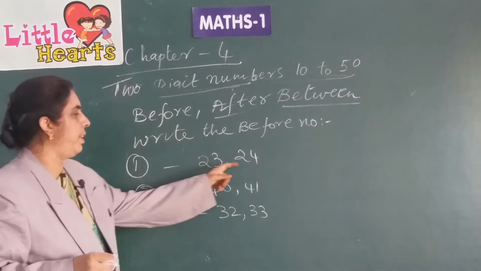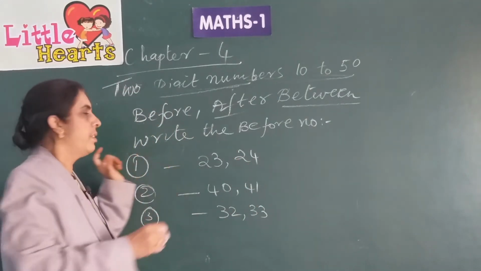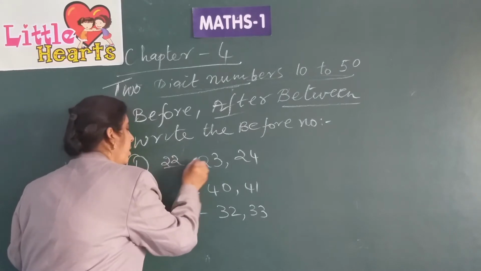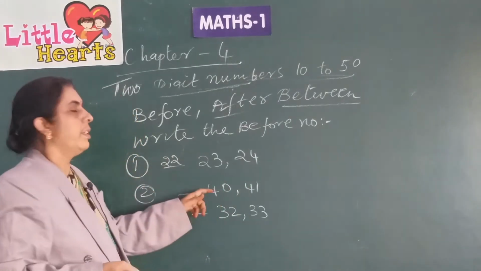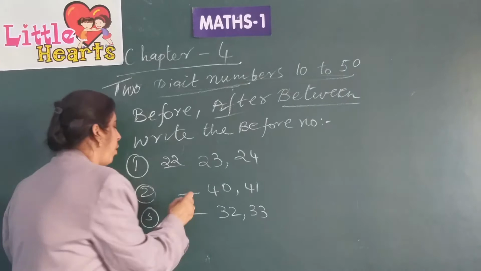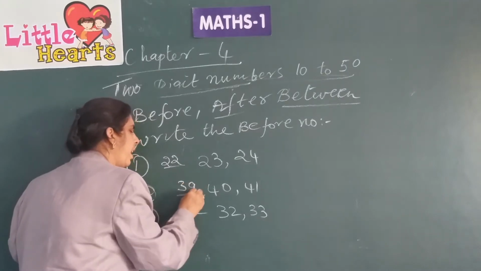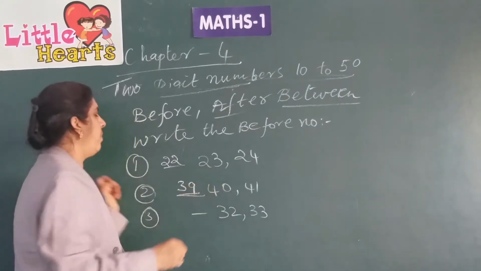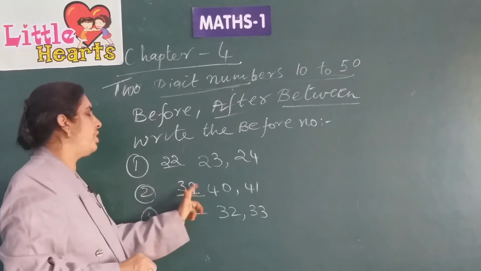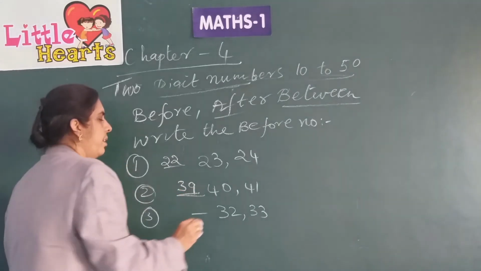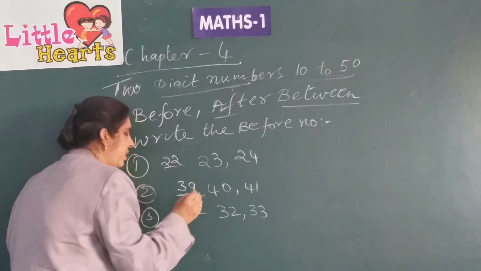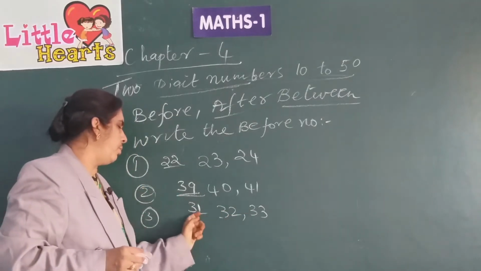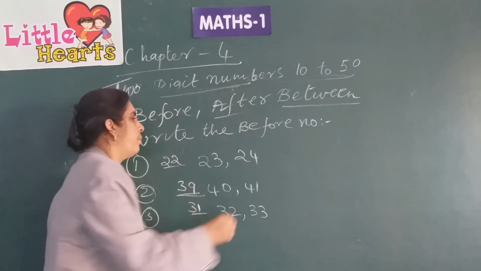See here, 23, 24, the before number is 22. And 40, 41, the number that comes before 40 is 39. When there is 0 in the ones place, there will be a total change in the number, 39. 32, 31 is the before number of 32. So 31, 32, 33.